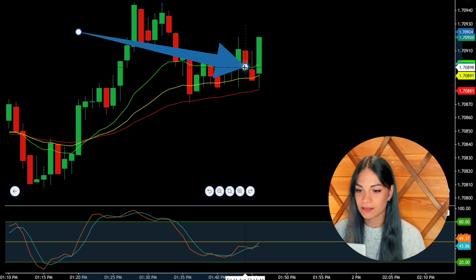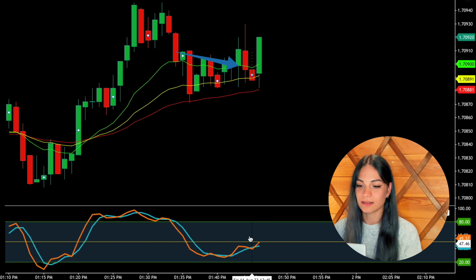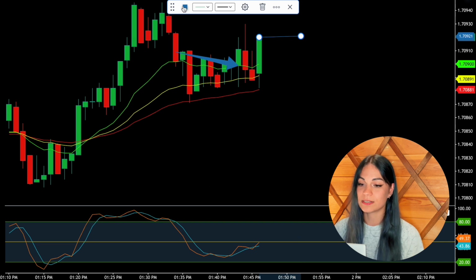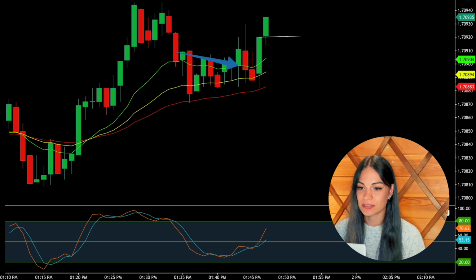Let's move this little sign higher. So right here, we were waiting for the signal. We got the signal there, and we got an additional signal from the stochastic. That's why right here we are opening our deal for an increase for 3 minutes, and let's see what's going to happen.